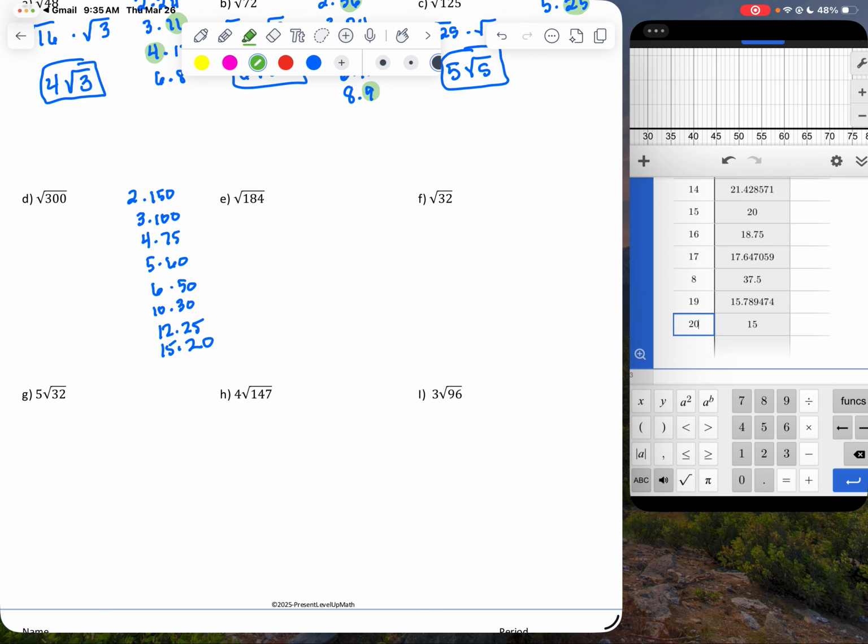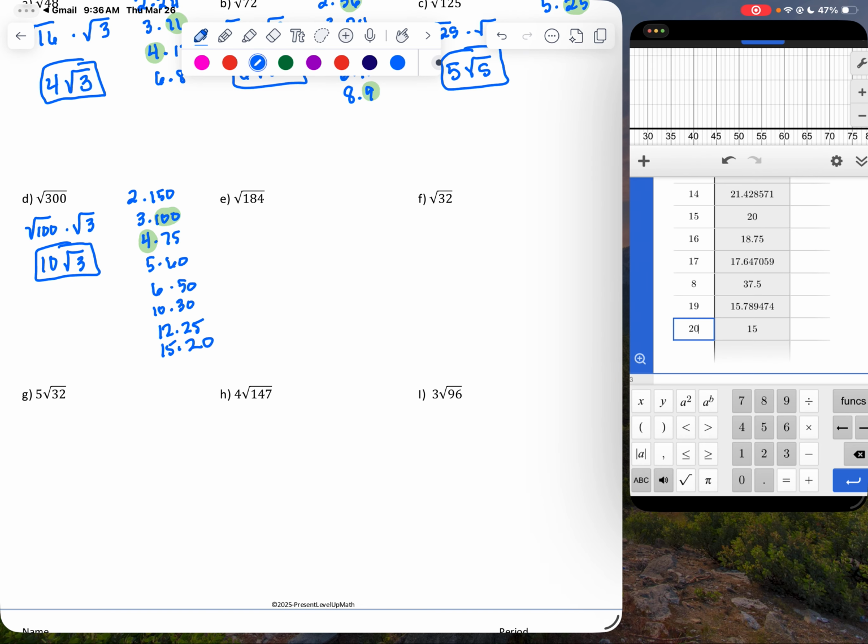So let's highlight the perfect squares. Let's see. 100 is a perfect square. 4 is a perfect square. Those are the only two perfect squares I see. So we want the largest one. So I'm going to use 3 and 100. So this would be rewritten as square root 100 times square root 3. And that would be 10 square root 3.